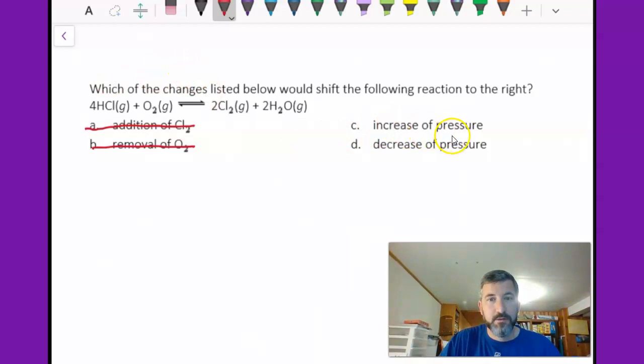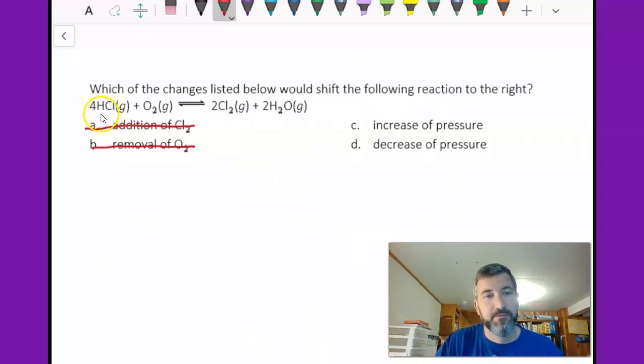Take a look at C, increase in pressure. Okay, so we have to count moles of gas on both sides, because if they're the same, or if there are no moles of gas on either side, then changing pressure is not going to do anything to the reaction system. It's not going to even be a stress.